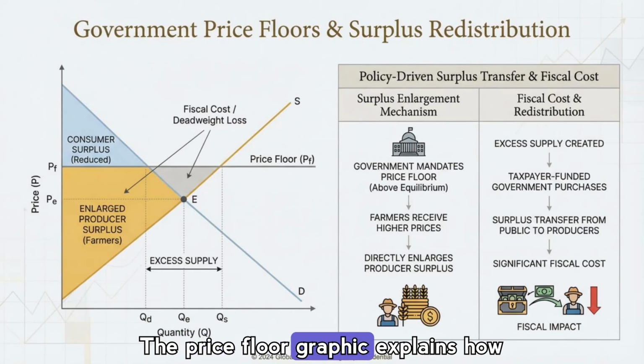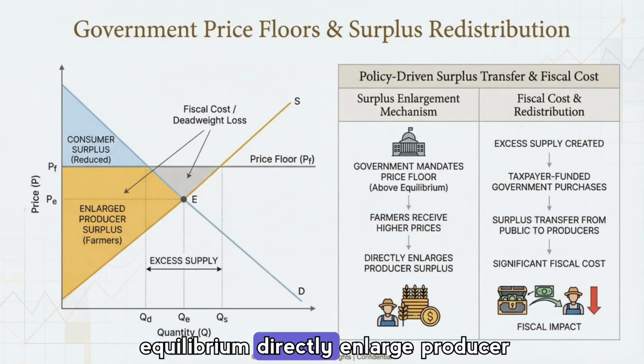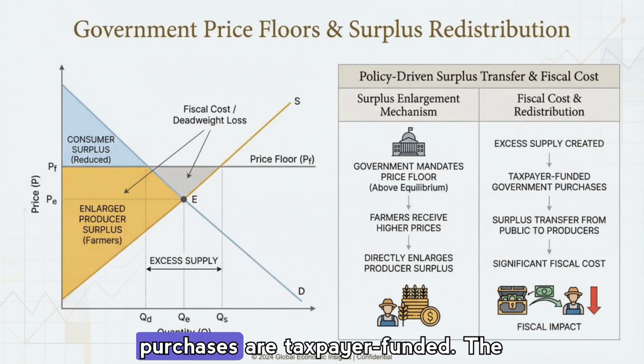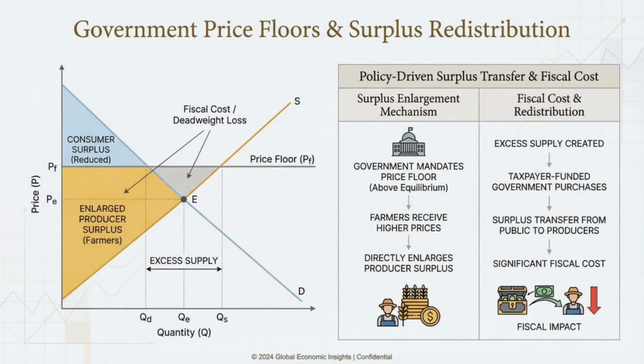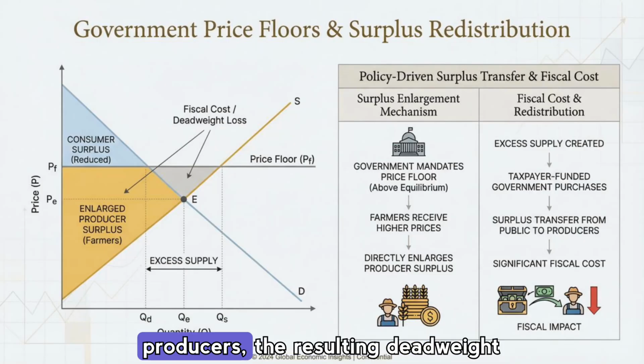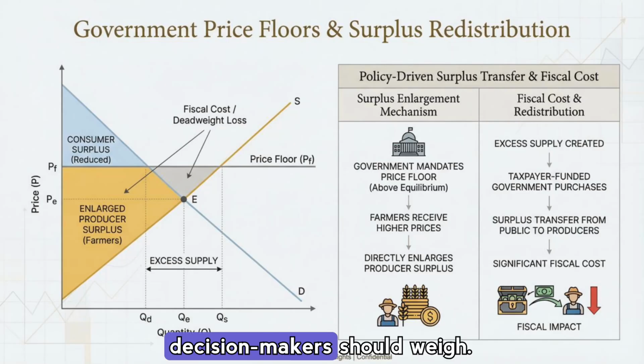The price floor graphic explains how government mandates above equilibrium directly enlarge producer surplus, but also create excess supply and fiscal costs when purchases are taxpayer-funded. The slide walks through the mechanics of surplus transfer from consumers to producers, the resulting deadweight loss, and the broader redistribution and budgetary implications decision-makers should weigh.